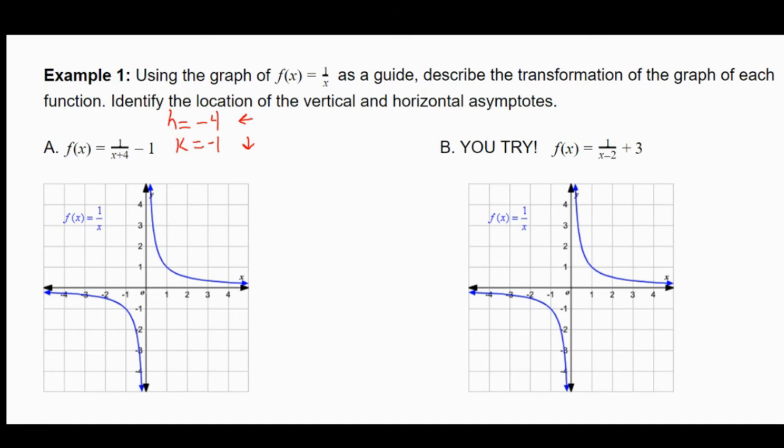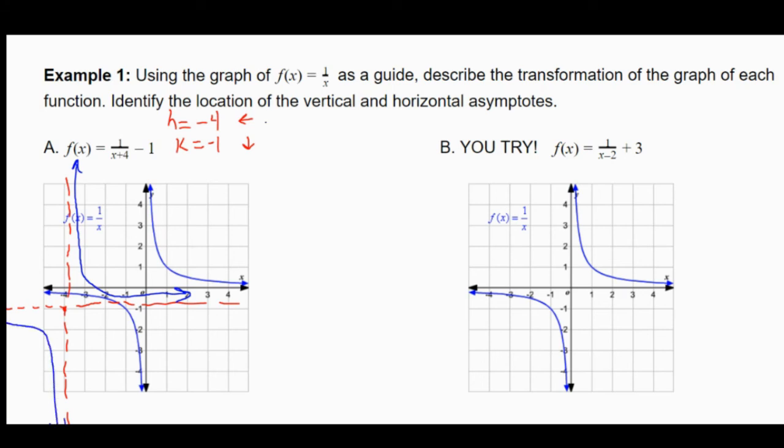So this center point, the location of my asymptotes, is going to move over 4 and down 1. So this is now like my new 0, 0. This is the location of my asymptotes. There's the vertical one. Here's a horizontal one. And to make your curve, you are just going to do a general sketch. All right, we'll just make a sketch.